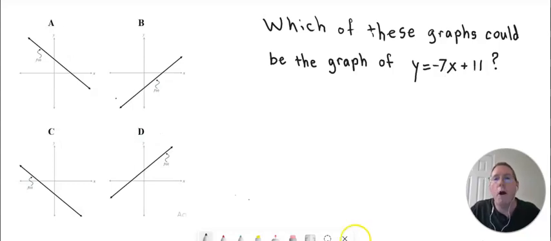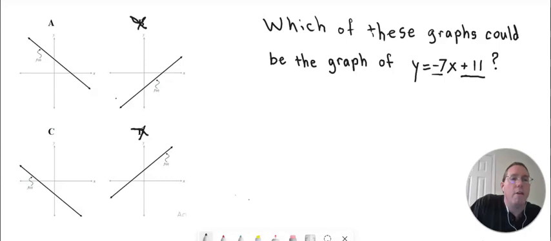Let's try another example. Okay, let's try this one. It says, which of these graphs could be the graph of negative 7x plus 11? Well, you can see here that the slope is negative, so we know it's not going to be B. We know it's not going to be D because they both have a positive slope. We want a negative slope. And we can see here that the y-intercept is positive. It's above the x-axis. And this one has a y-intercept below the x-axis, so that's no good. So we want the one that has the y-intercept above the x-axis. Therefore, it can't be C. We have negative slope with a y-intercept above the x-axis. Therefore, the answer to this question is A.